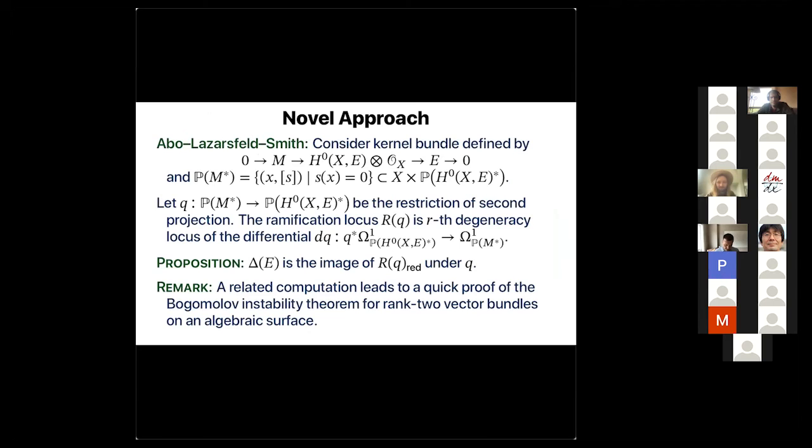It's not so bad. And so we get the results like I highlighted before, and several more in that flavor. The fun part, I guess, is this technique also leads to a quick proof of other results about vector bundles, in particular, the Bogomolov instability theorem for rank 2 bundles on algebraic surfaces, another celebrated result. So the novelty is this approach. Looking at this ramification divisor locus quickly produces or recovers several different related results, which is fun. I'm out of time, so I'll stop here.